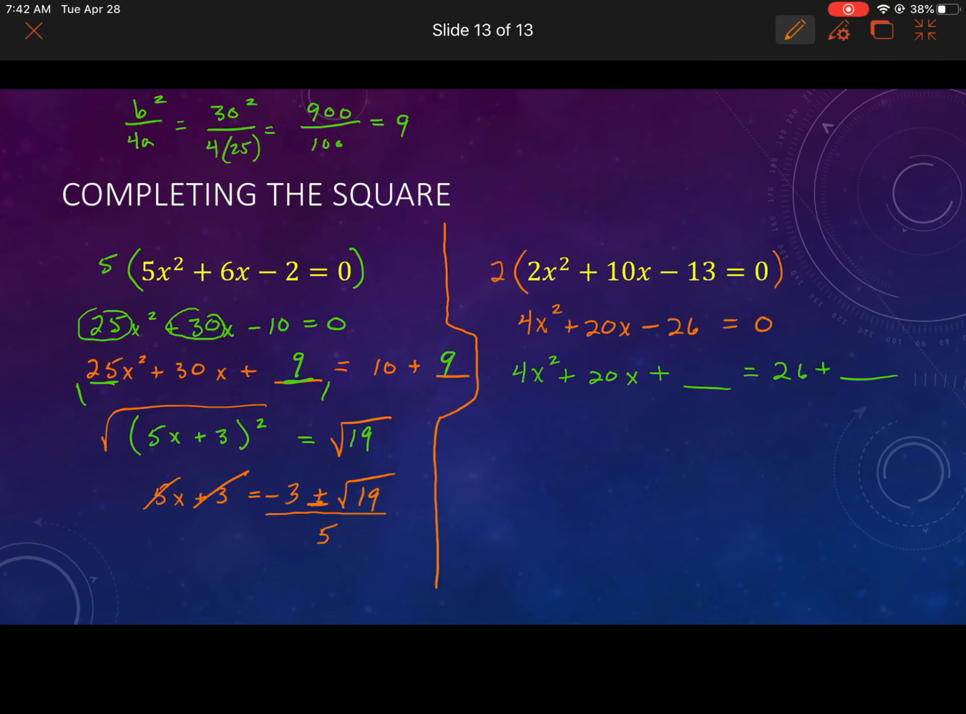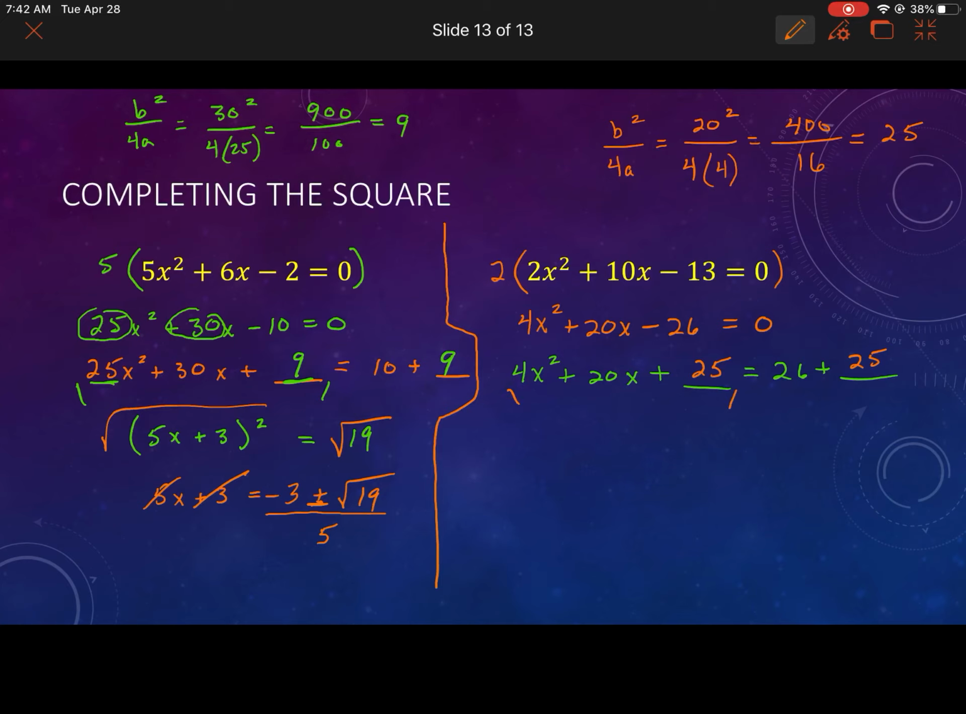We're going to use b squared over 4 times a. In this case, the b is 20, so 20 squared. And we're going to divide it by 4 times a, so 4 times 4. 20 squared is 400. We're going to divide that by 16. And for the life of me, I can't remember what that is. So 400 divided by 16 is 25. I should have known that one. So 25 gets added to both sides, which is a perfect square.